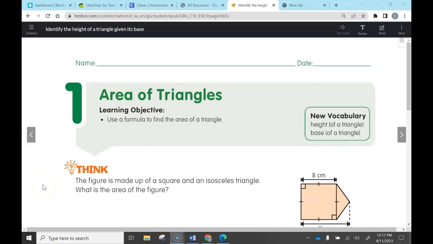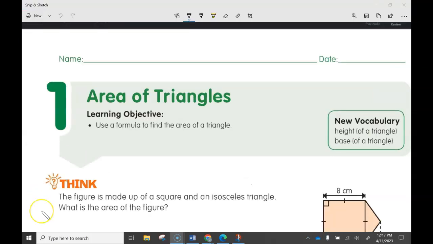Hello everyone, I'd like to welcome you to this video titled Area of Triangles, and the goal for the video today is to use a formula to find the area of a triangle. Now I want you to turn to page 159 in your Math in Focus books. Get out your calculator, pencil, and math journal.